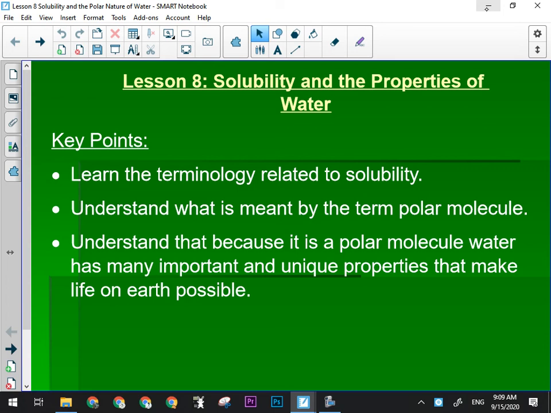So that's one of those things. We also know that water does some other strange things, like if you have a really cold drink, what do you notice about the condensation on the outside of the glass?